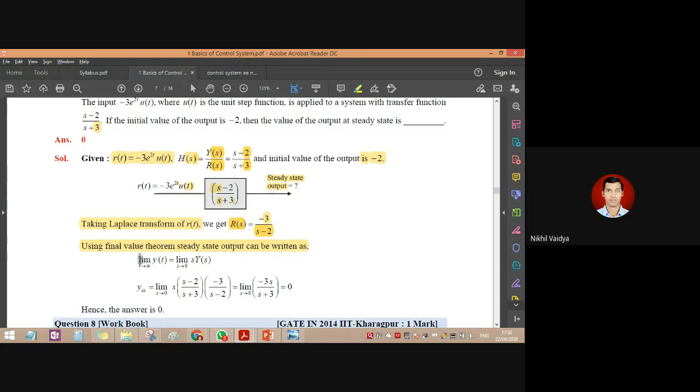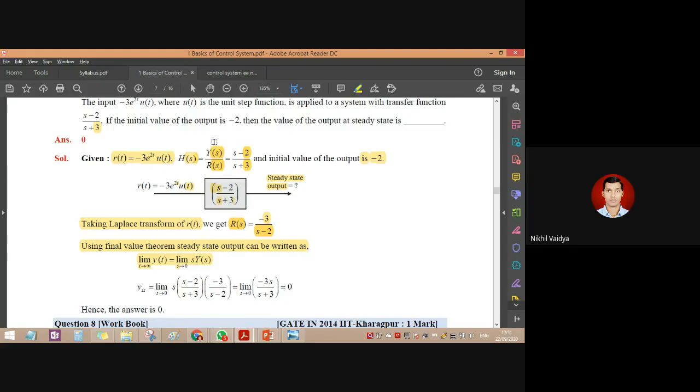We have studied this in mathematics. Limit t tends to infinity indicates that we are calculating the final value of Y of t. Y of t is nothing but the output in t domain. When we are calculating the output in S domain, then Y of S is mentioned. So limit t tends to infinity Y of t is equal to, according to the final value theorem, limit S tends to 0, S into Y of S.